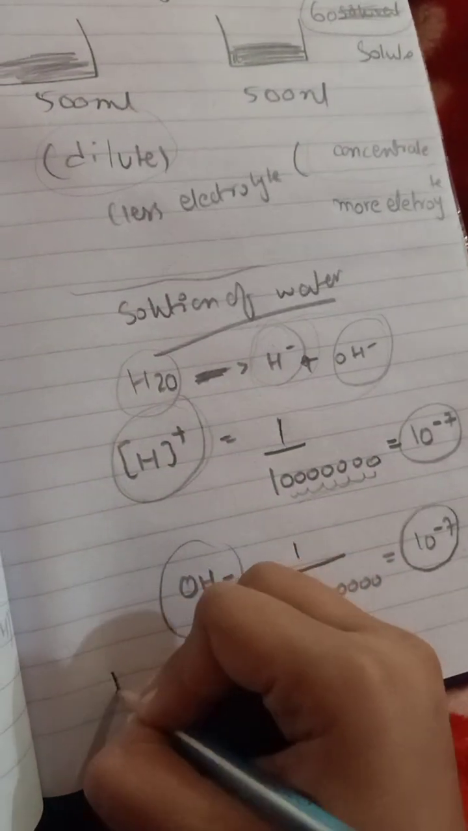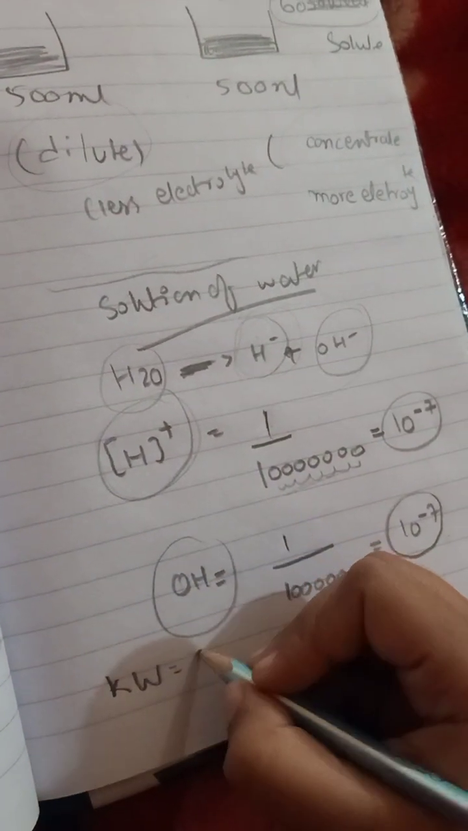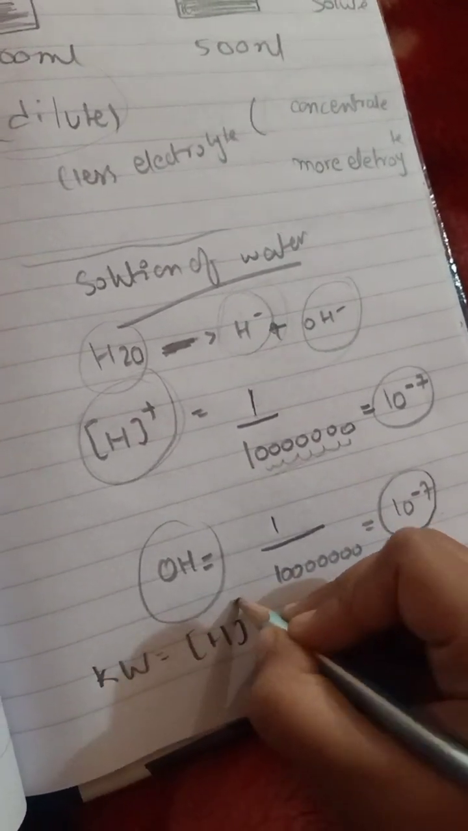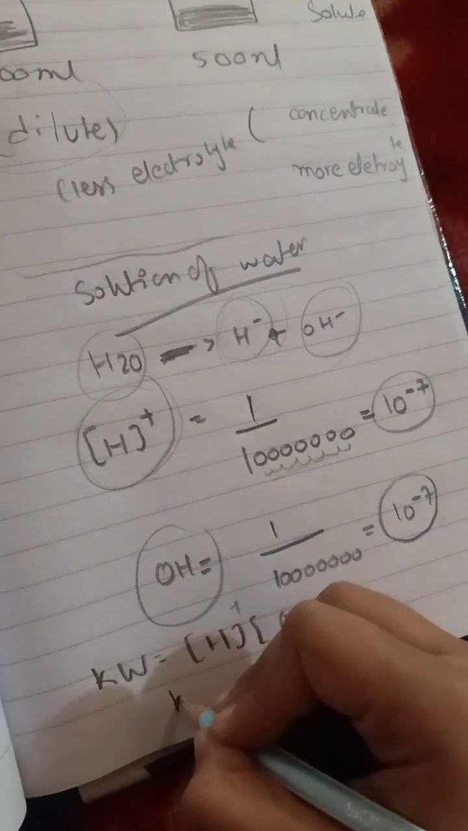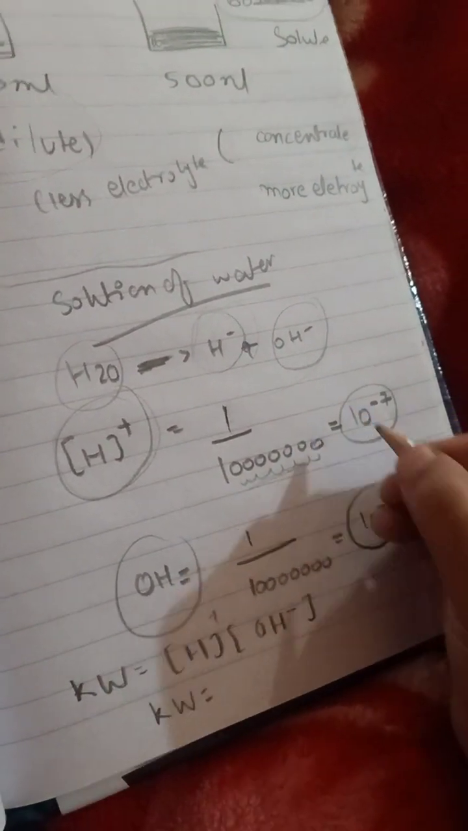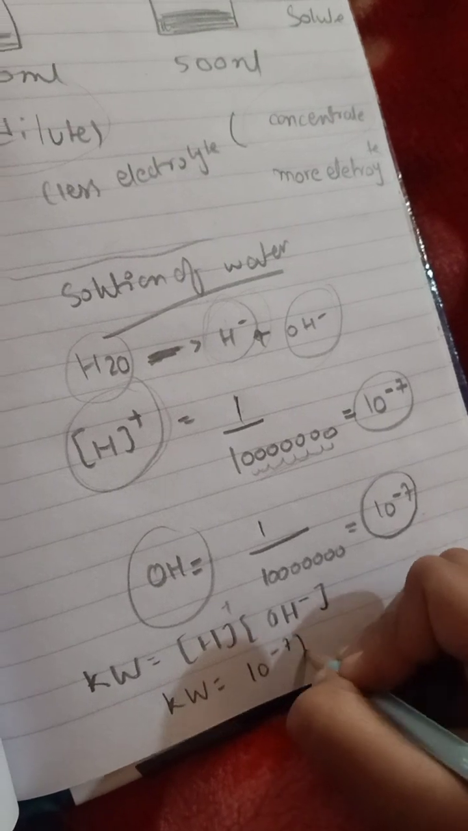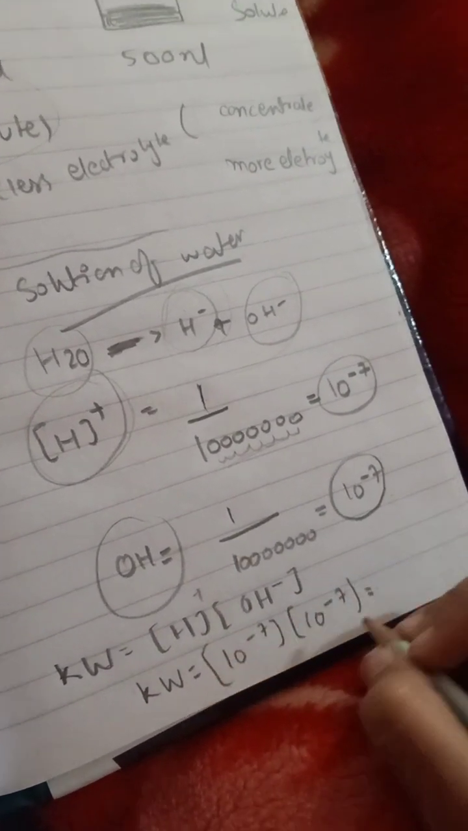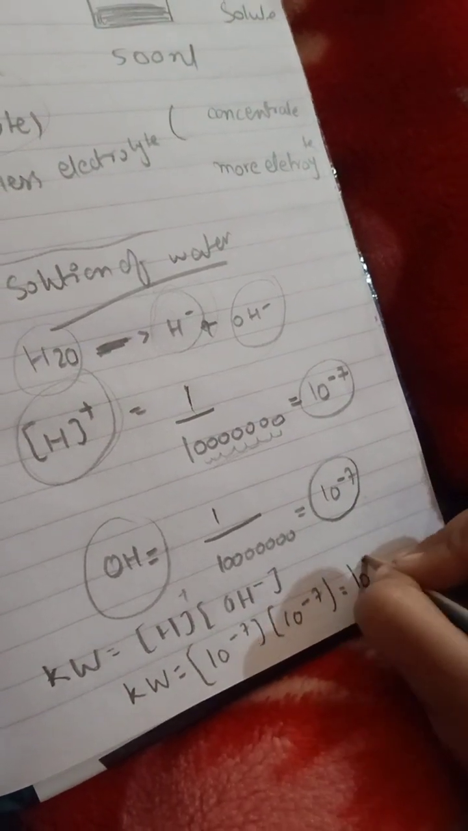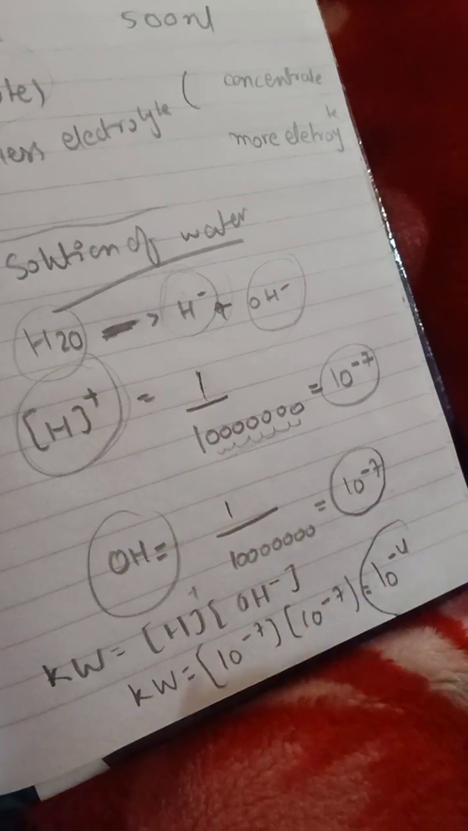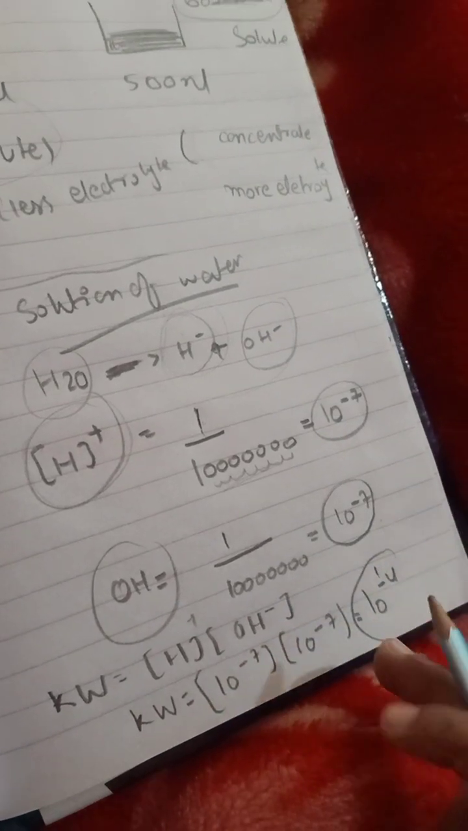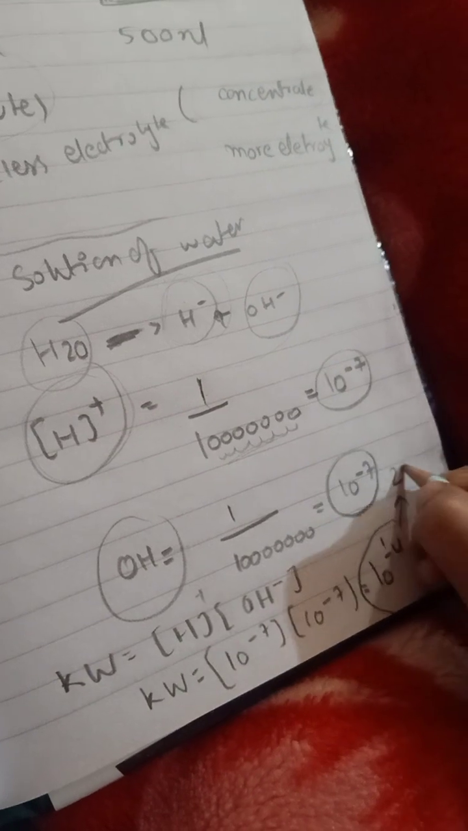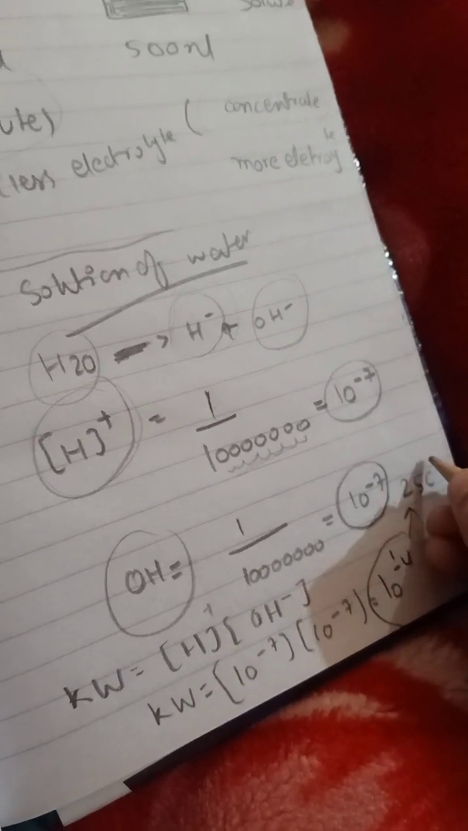We can write that Kw is equal to H times OH. We have the concentration of H as 10 to the power minus 7, and here we have the concentration 10 to the power minus 7. If we multiply these, we get 10 to the power minus 14, not 4, 14. So this is the ionization of water at 25 centigrade.